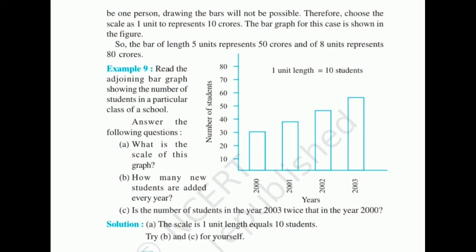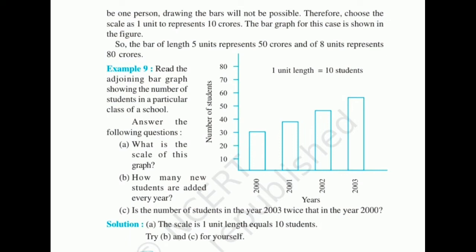So here we have taken 1 unit length as 10 students. On the horizontal line we are taking the years, on the vertical line we are taking the number of students. You can see in the year 2000, the students were 30. Then in 2001, students were 40. Then 2002, the students were 50. And in 2003 students were 60. So the scale is 1 unit length equals 10 students. Try B and C for yourself.